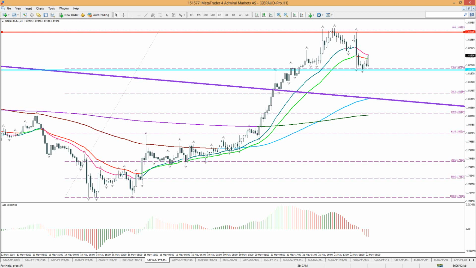Yeah, pound looks strong today. I think some pound pair probably would be the primary one, but we'll have to see how the news event handles itself.